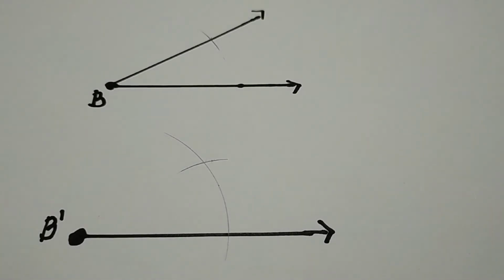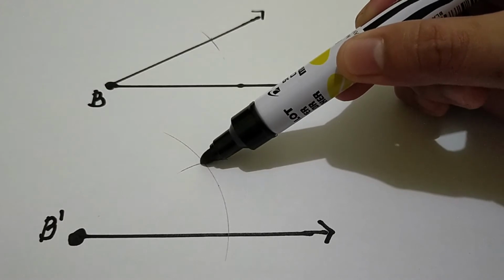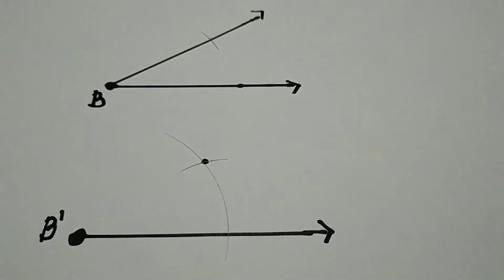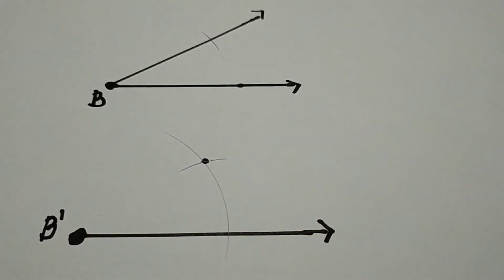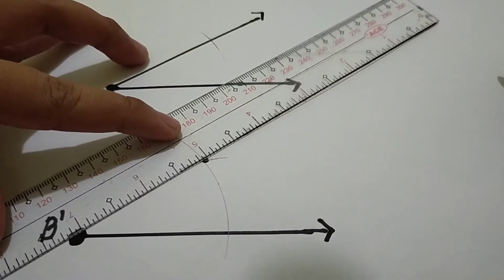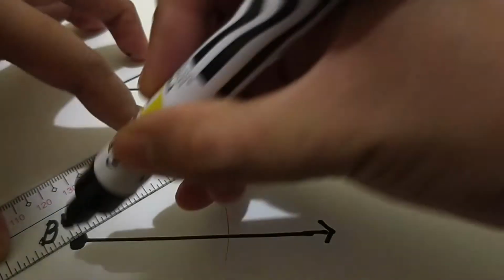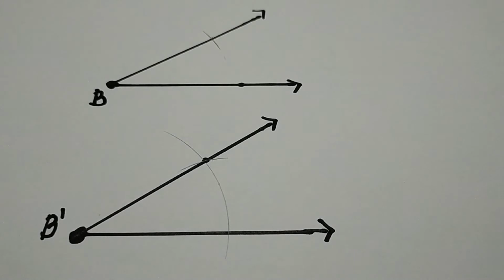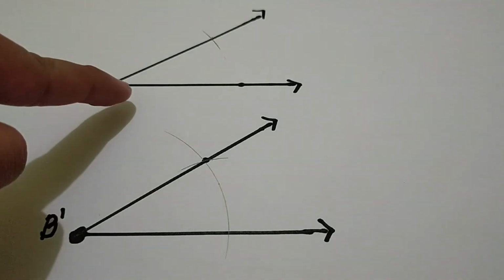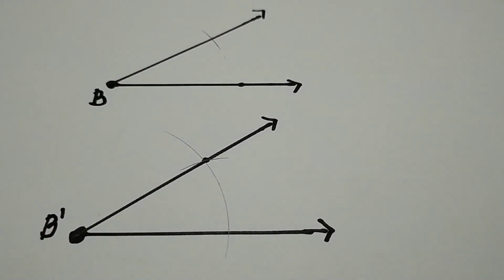After creating the mark, you have to join the mark to B prime. As you can see, we have here the point of intersection of the two marks, and we will now be joining this mark and the point B prime. Using the ruler, you connect the two. There you go. As you can see, we have created an angle which is congruent to this one. As simple as that. I hope that you have followed the instruction carefully. So that's it for basic geometric construction number 2.